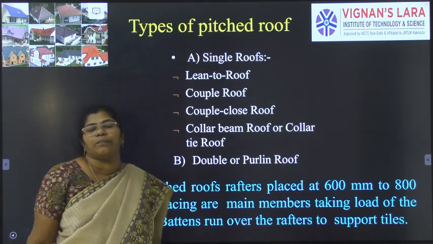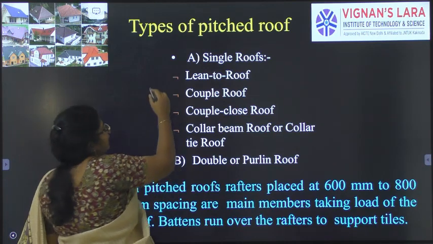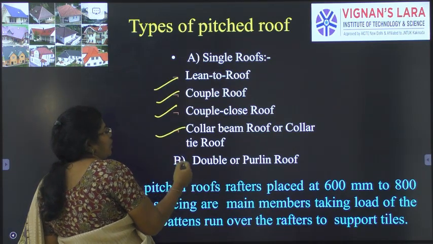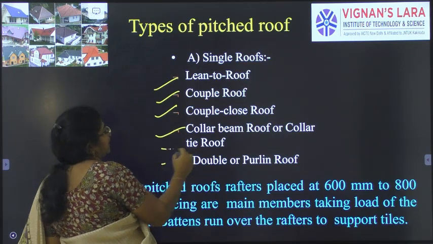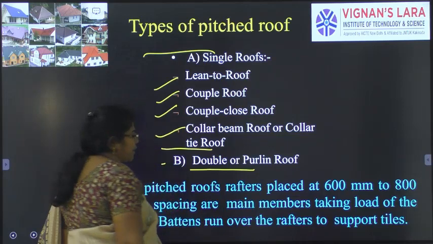So now we will see about the types of the pitched roof. One is single roof, that is lean-to roof, couple close roof, collar beam roof or collar tie roof, and these are the different types of single roofs. And next we call it a double or purlin roof.